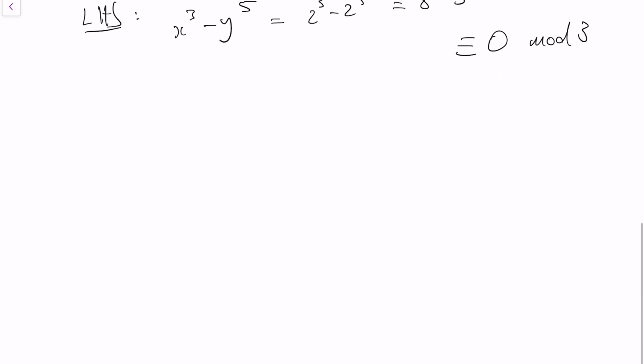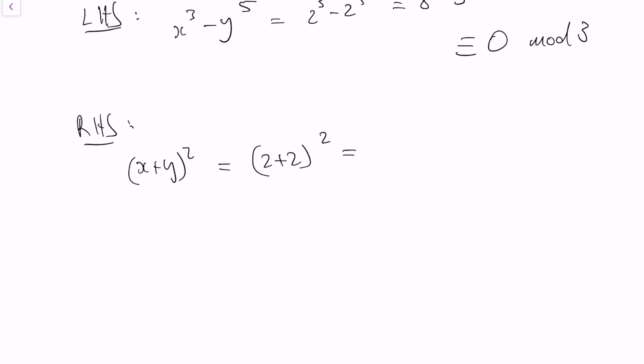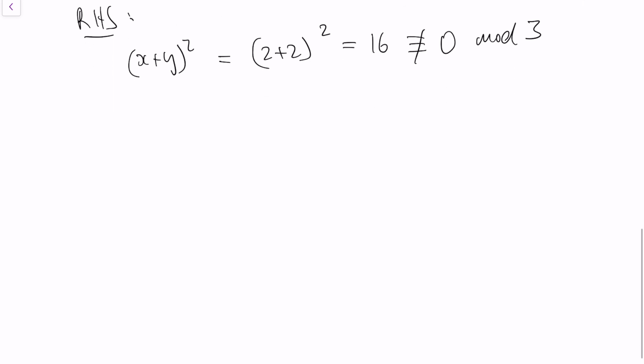And the right-hand side, we have x plus y squared. That means we have 2 plus 2 squared, which is equal to 16, which is not equal to 0 in mod 3, right? Now the next case to consider is if x is not equal to y in mod 3.